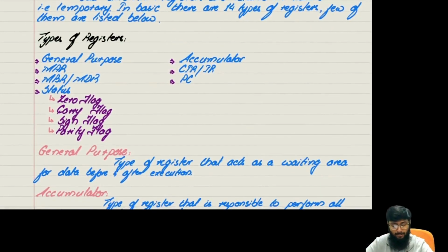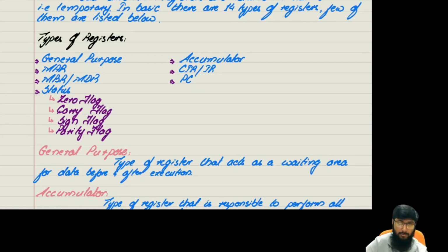Now when it comes to the types of registers, we do have multiple types of them. We do have a general purpose register, an accumulator register, MAR, MDR, CIR, input output registers, and the status register. You may see that status is further divided into the zero flag, carry flag, sign flag, and the parity flag.